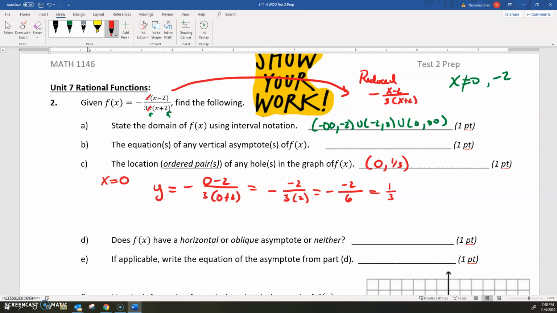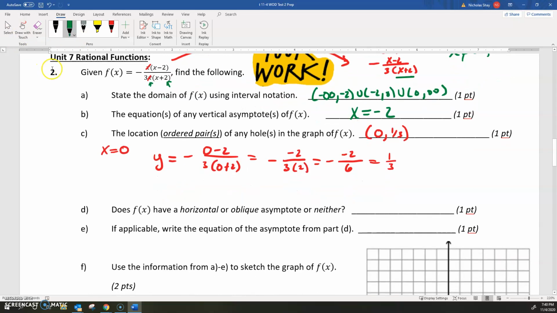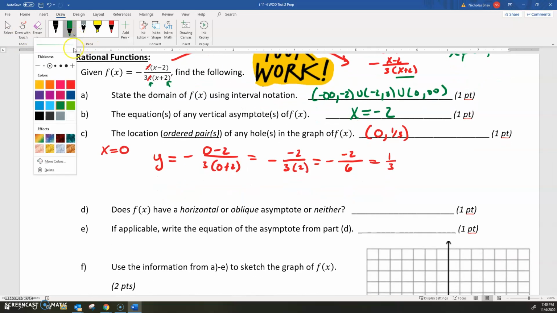Equation of the vertical asymptote. Now that we've checked for holes, the vertical asymptote occurs at the other factor that's in the denominator. So x plus 2 is the factor that's in the denominator, so there is a vertical asymptote at x equals -2.